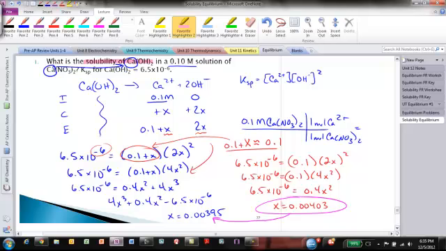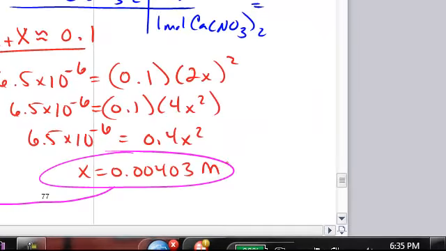So we found x, okay, which is going to be our solubility. That's how much is going to spit out. That's how much will have dissolved, because this was there in the beginning, but this is really the change. That's how much actually dissolved. Okay, so that's our solubility, and it's in molarity. And we already did the calcium hydroxide problem.